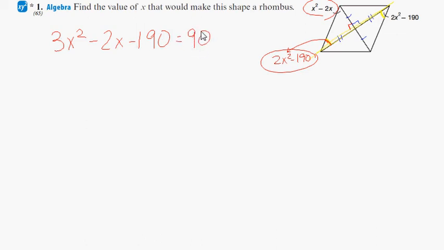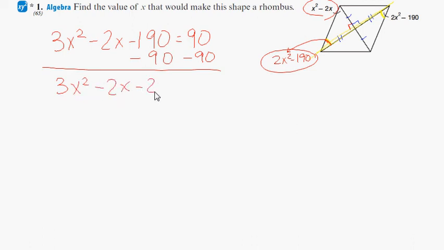Now, the rest of the equation is probably fairly easy for you, but it's critical that you understand how we know that these were equal to 90 when we added them together. So I'm going to bring this negative 90 over here, so that I have a quadratic equation: 3x squared minus 2x minus 280 equals 0. And then I just used the quadratic formula because I thought that looked easier than factoring. So you know me and the quadratic formula.